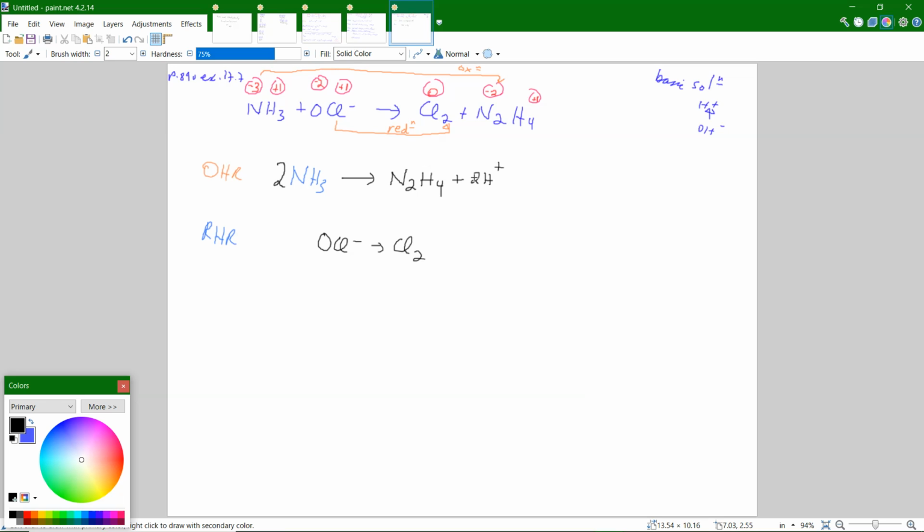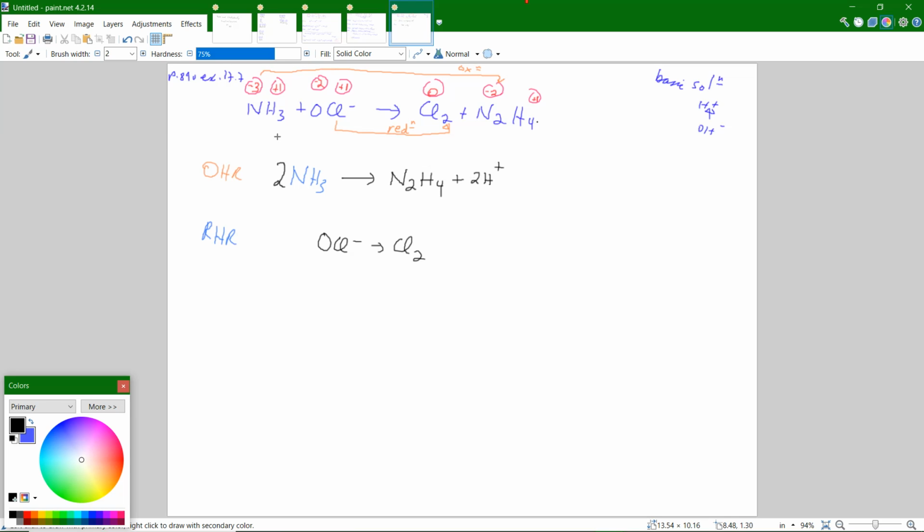Chloride is reduced. I got 2 NH3 goes to N2H4. I need 2 H pluses, but then I would need electrons on the right hand side, would I not? Okay. So here I am boasting about how many years I've done this for, and now I'm stuck. Is this one where I really do have to do the OH minus?